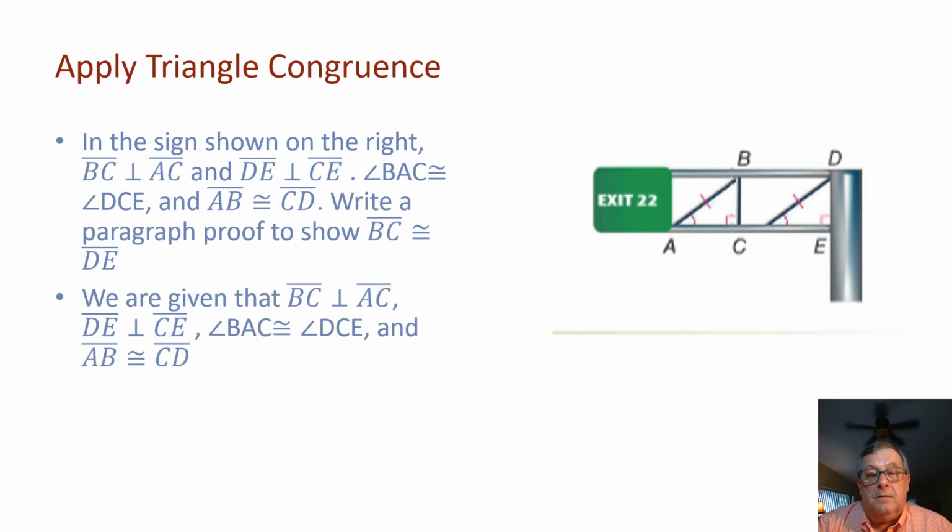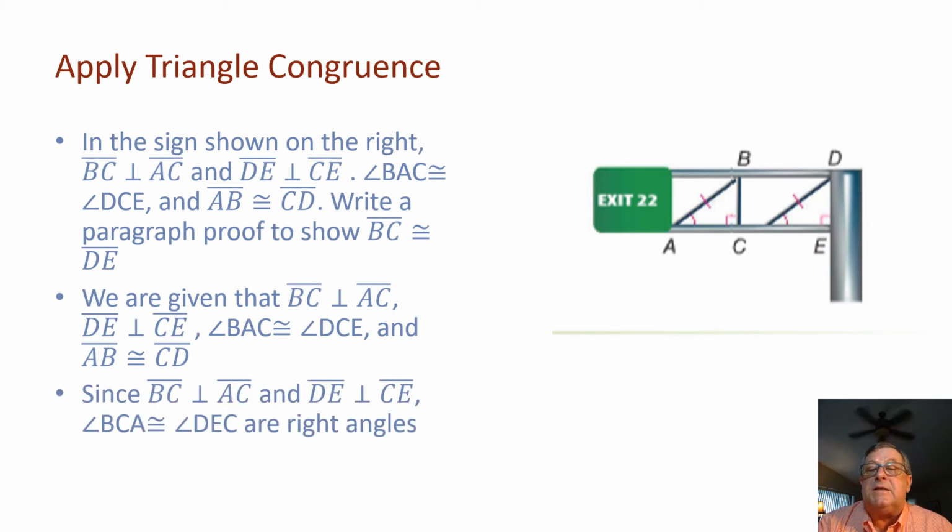All right, we're given, always listing our givens first, that segment BC is perpendicular to segment AC, that segment DE is perpendicular to segment CE, and then that angle BAC is congruent to angle DCE, and that segment AB is congruent to CD. We're just restating our givens. Now let's start working our way through the proof to prove that segment BC, look carefully, is congruent to segment DE.